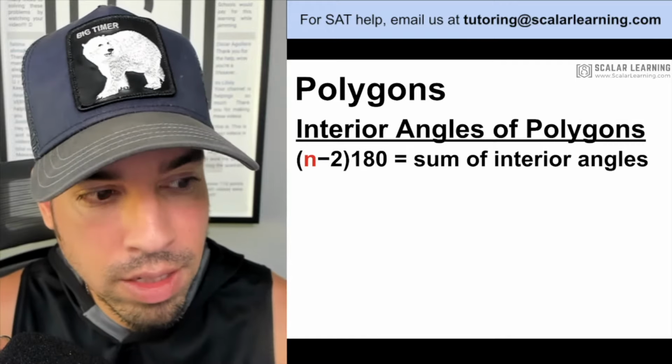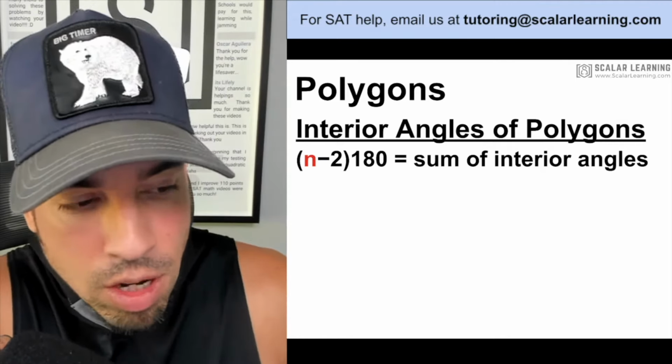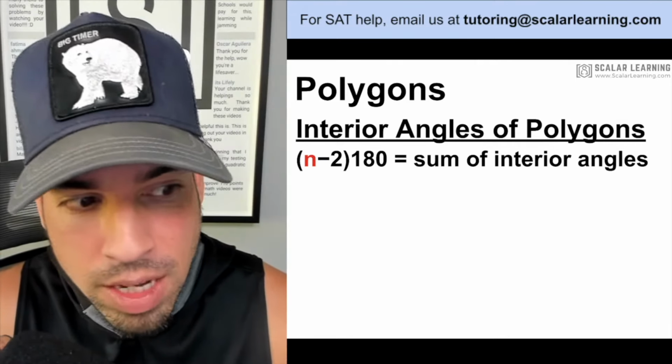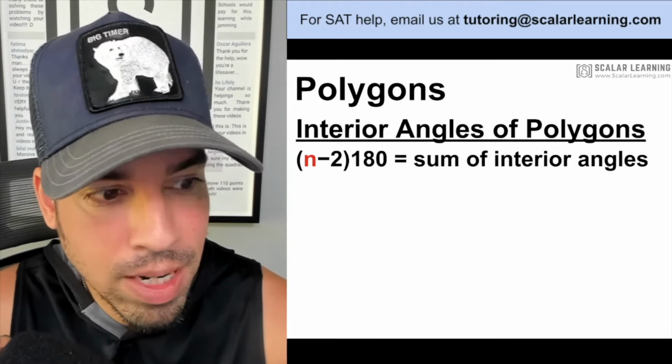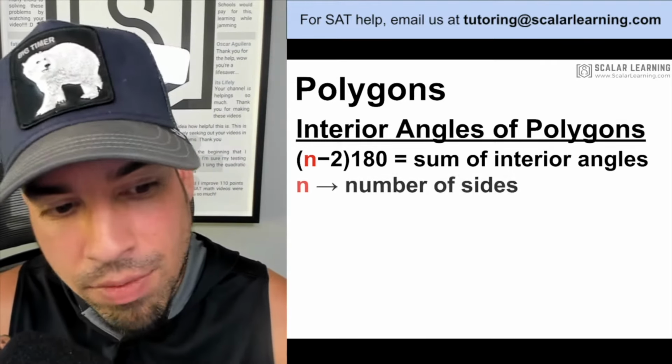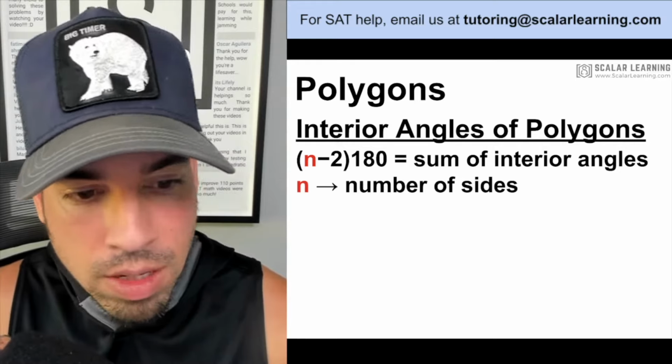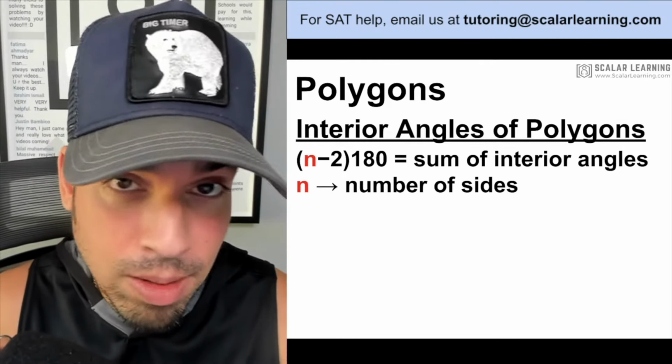So the cool thing is that you can get the sum of the interior angles of any polygon by applying this formula, n minus 2 times 180. And that n, of course, is the number of sides of the polygon. And now we're going to go through some examples to check it out.